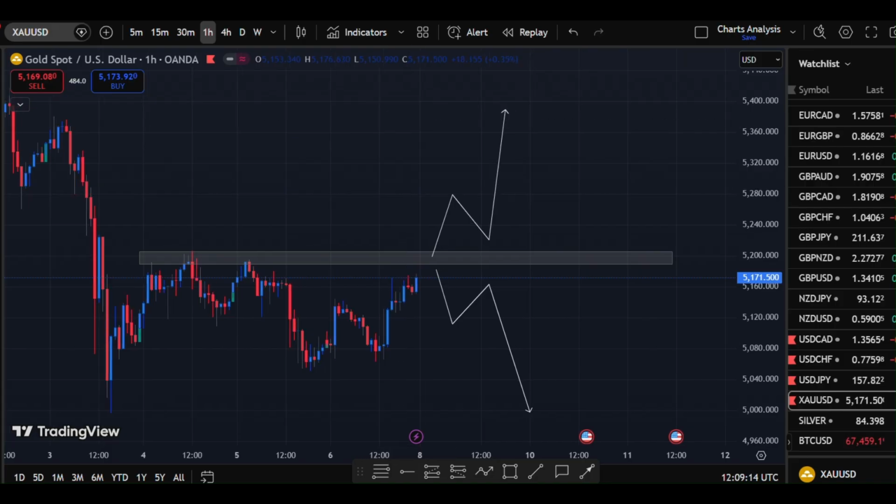At the moment, I'm staying away from gold until it gives me a clear indication and direction in order for me to either buy this to the upside or sell this to the downside.